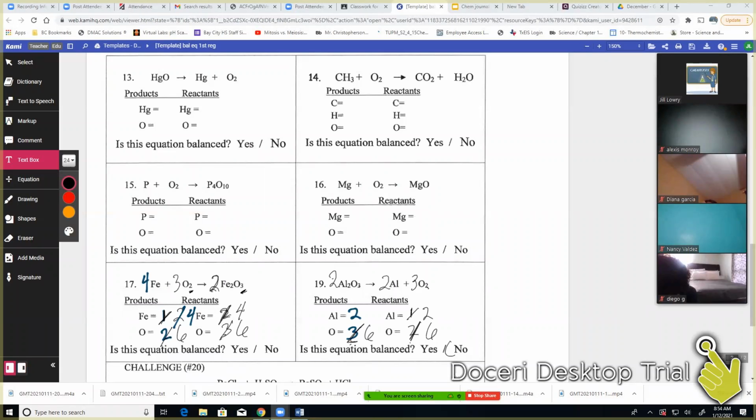But what did it change my aluminum to? 4. Just like that other one. No big deal. It changed it to 4. So all I need to do is, instead of a 2 here, what do I need? A 4. And that happens. Sometimes you put one down, and it changes to something, and then you have to go back and change it to something else.